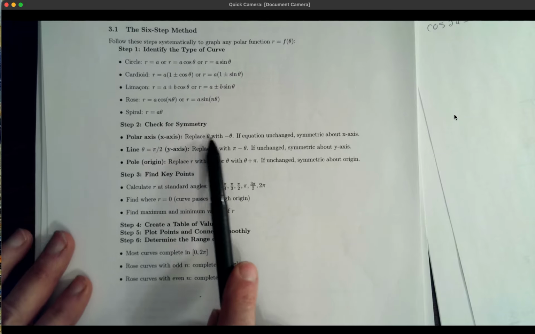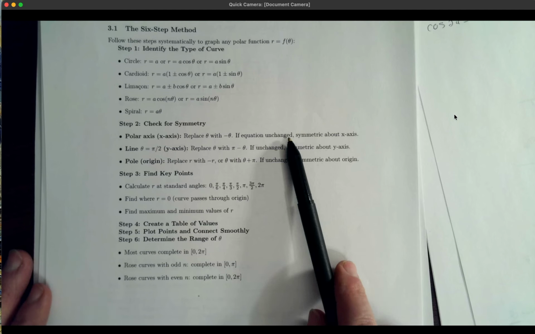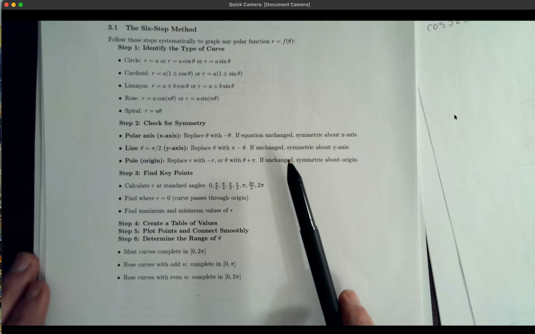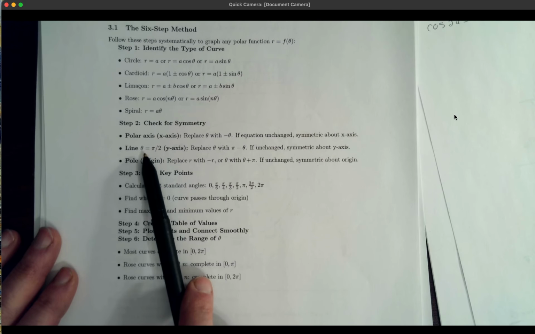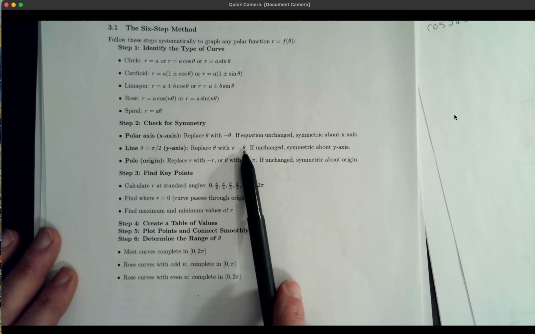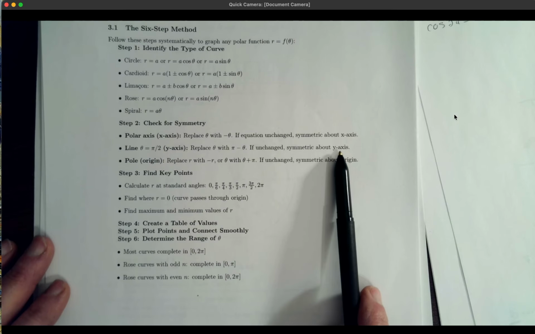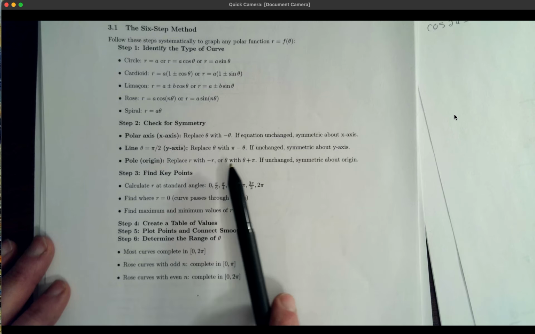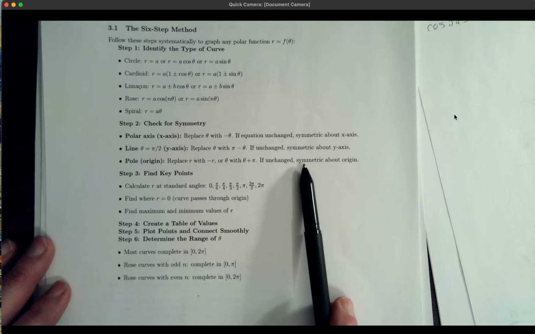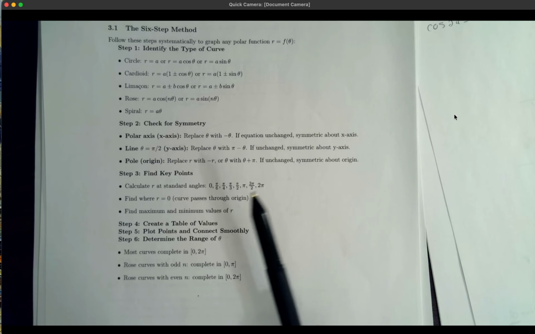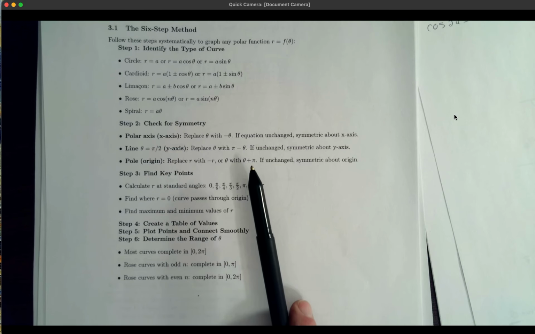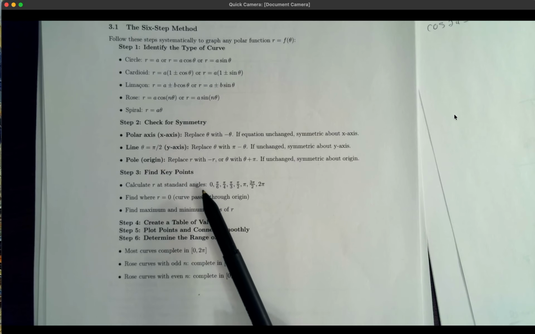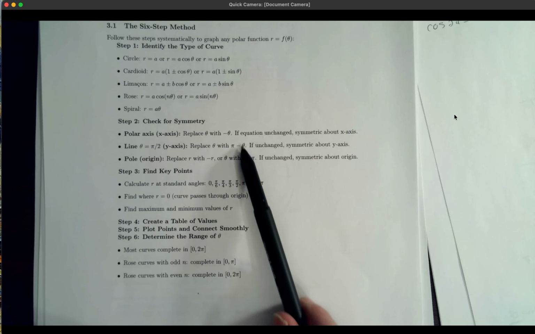All right, check for symmetry. If you can replace theta with negative theta and the equation is unchanged, then the graph will be symmetric about the x-axis. If you replace theta by pi minus theta and the equation is unchanged, it's symmetric about the y-axis. If you replace r by minus r, or theta by theta plus pi, and it remains unchanged, then you get some symmetry about the origin. So these symmetries are useful. Maybe you don't have to trace the entire graph. Perhaps you can just trace part of it, and the symmetry will help you fill in the missing parts.